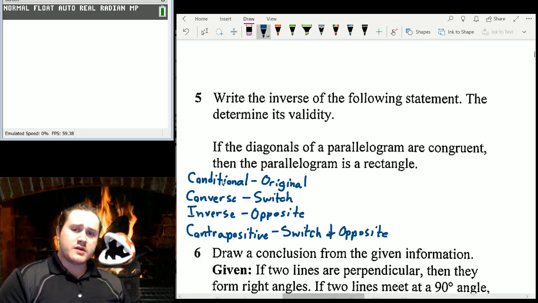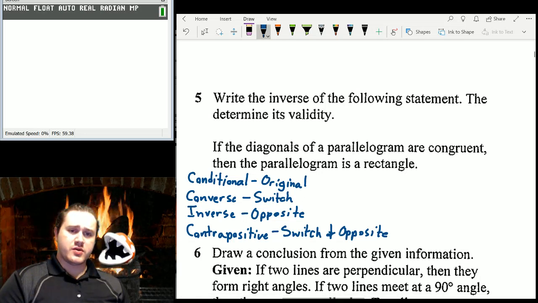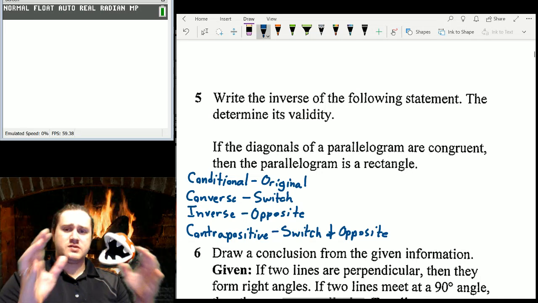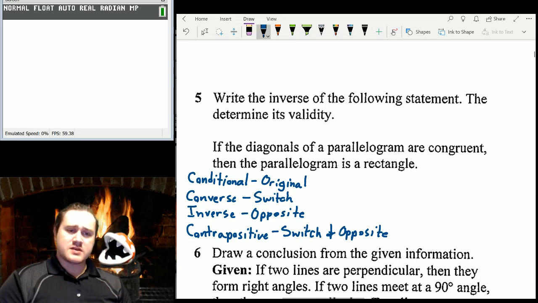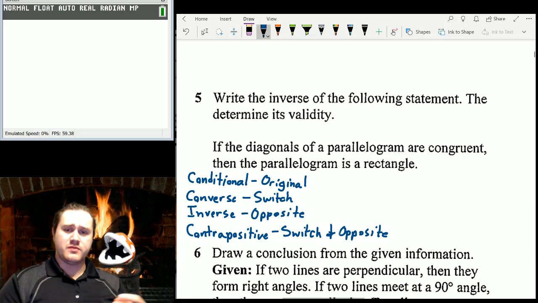Now, the converse is whenever you switch the order, so the first part goes to the last part. The inverse is where you change both the first and the last to their opposite meaning. And then the contrapositive is where you do both the switching and the opposites. So since this is the inverse, we're going to change both of these to not.